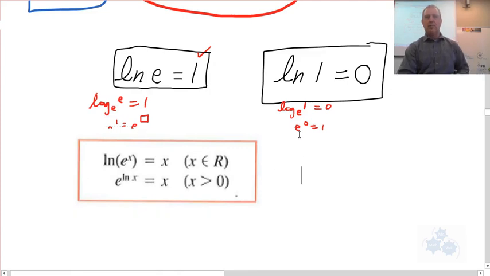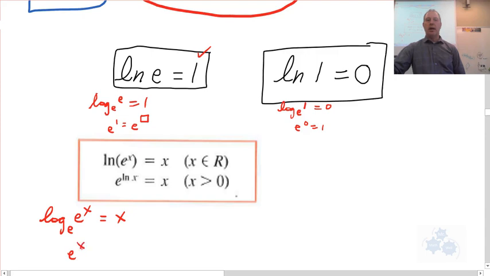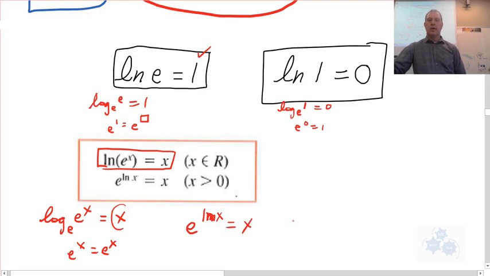Okay, a bit fuzzy, but ln of e to the x is x. Why? Because log of e to the x base e, which is what ln is, equals x. That means e to the power of x equals e to the power of x. So this one is very important: ln of e to the x equals x. And this one follows too: e to the power of ln of x equals x.